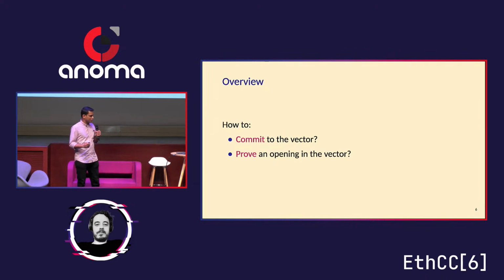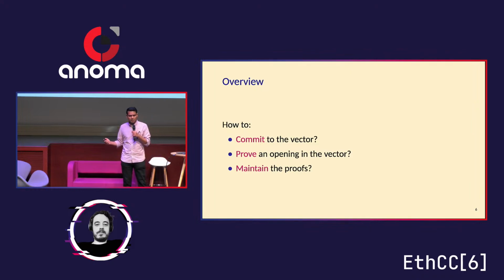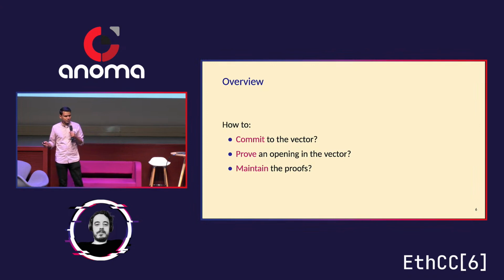So this is going to be the broad overview of the rest of the talk. First, I'm going to tell you how we commit to a vector, how I compute a proof of opening, and then how we maintain proofs in Hyperproofs. We also have schemes to aggregate proofs and other cool properties. However, I'm going to ask you to look up the paper so that you have better context.